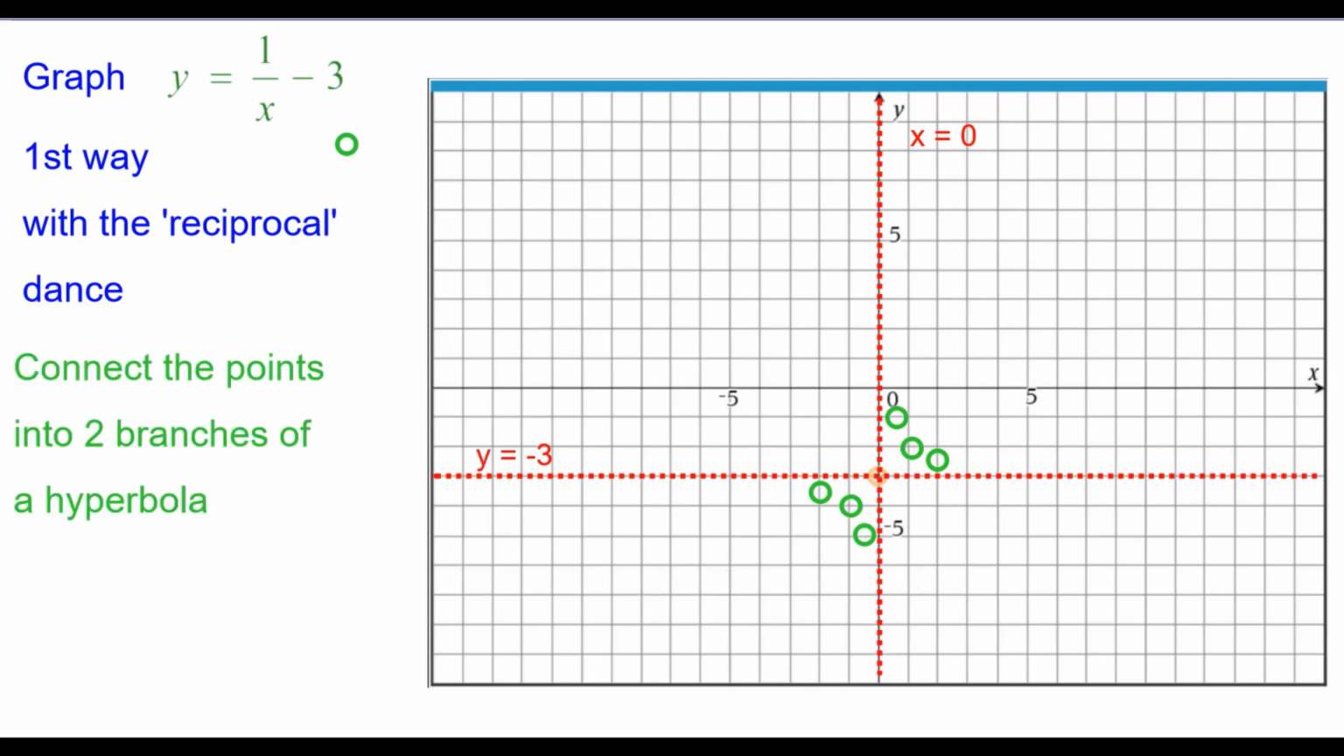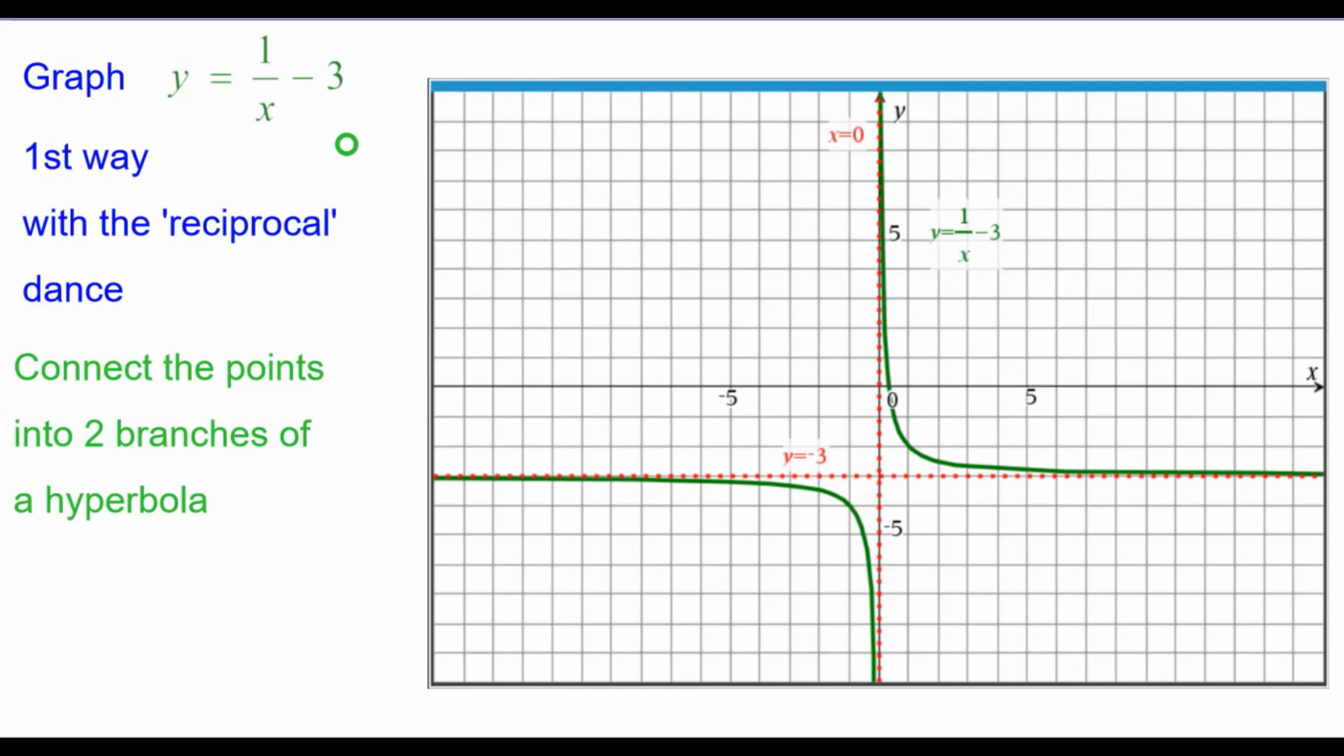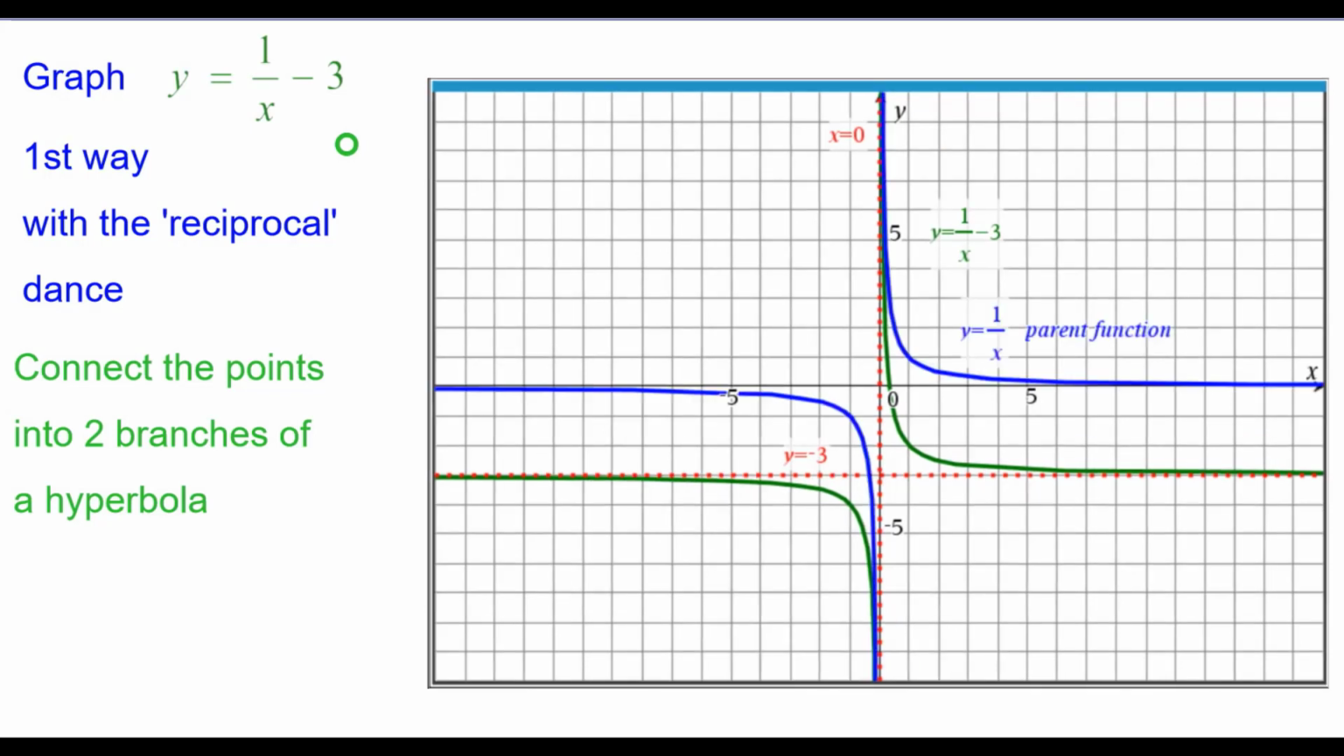And now that we have those, we're going to connect those points with the 2 branches of a hyperbola to fit in with those asymptotes. And it looks like that. Comparing this to the parent function, y equals 1 over x, we can see that from the blue to the green, it's down 3 from there, down 3 from there, and down 3 from there. In fact, from all of the points.